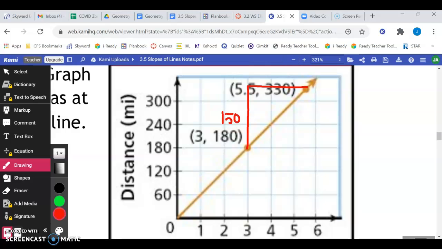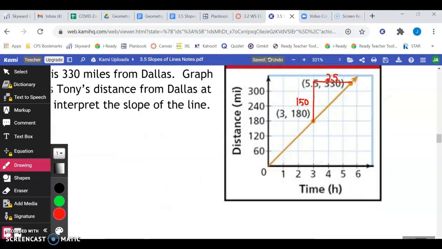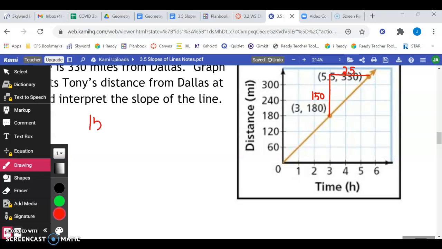150 up. And then I'm going over from 3 to 5.5. So from 3 to 5.5 is 2.5. So my slope, my rise over run, is 150 over 2.5. And when I divide that out, I get 60. So the slope of this line is 60.